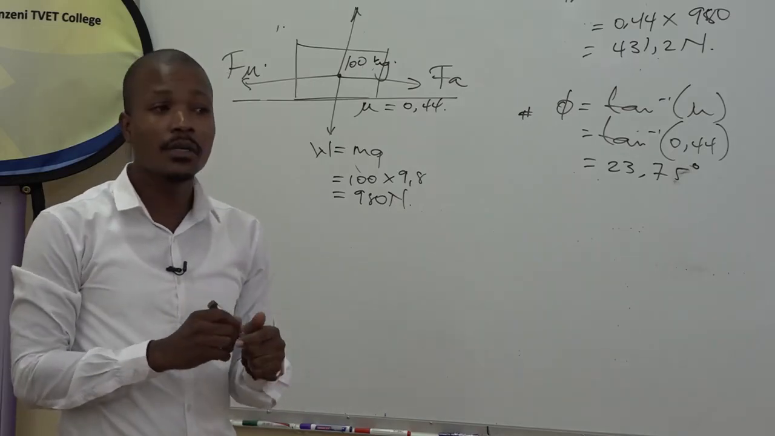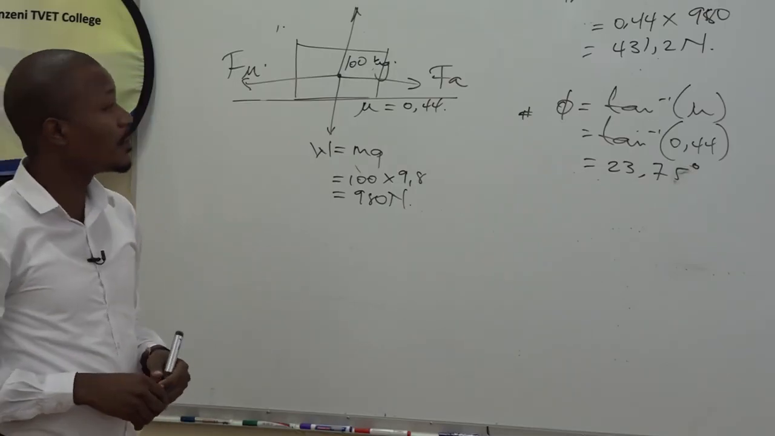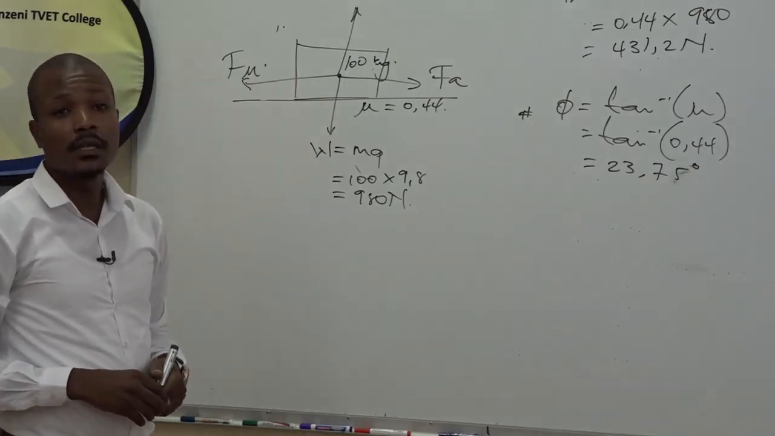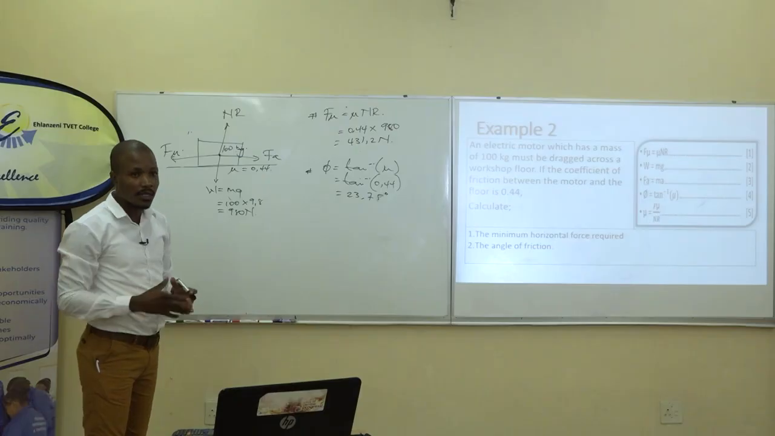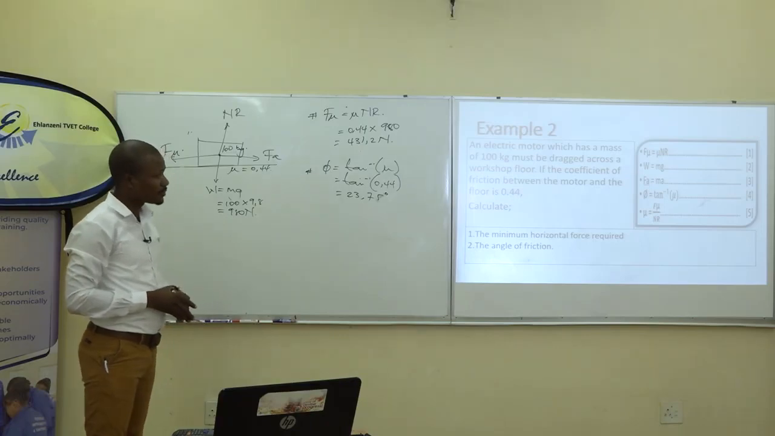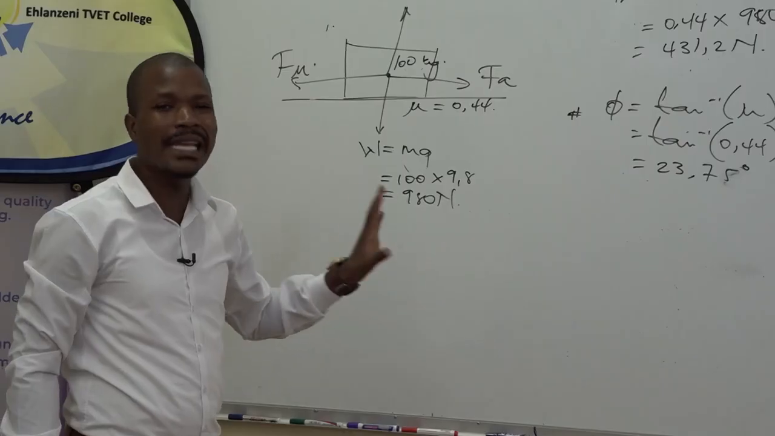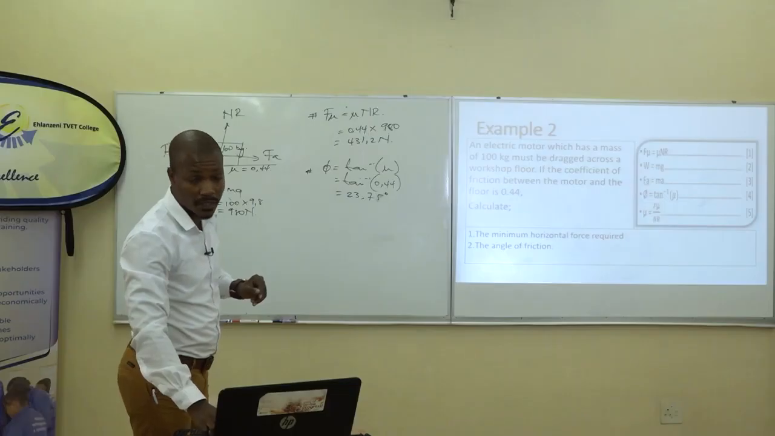However, it's important to be reading the instructions in a question paper. Your question paper will state that you can leave your answer to 3 decimal places or 2 decimal places. So it's very important to read your question paper's instructions. This is basically what happens whenever you are dealing with an object which is placed on a horizontal surface.